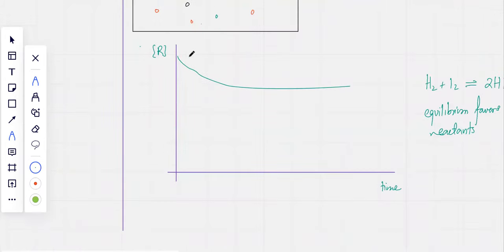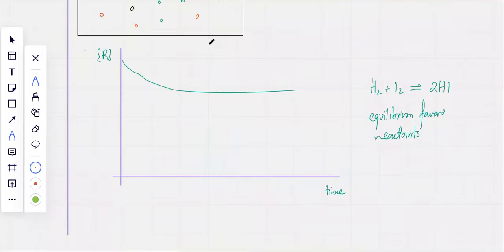Why? Because equilibrium is reached. So at equilibrium, you've got more H2 and I2. I mean, the amount does not decrease that much before equilibrium is reached. The products initially had zero concentration, like there was no product at all. The products started forming and eventually their amount also became constant. So is this graph clear?